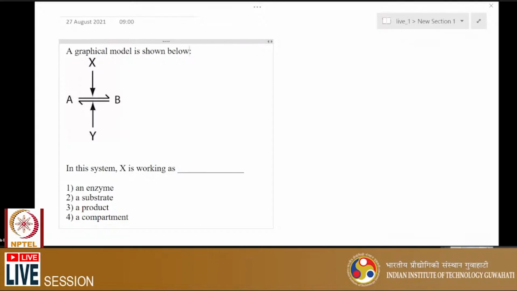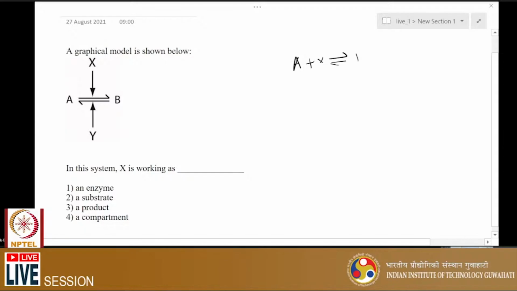Yes, Monisha, you are right. It is an enzyme. Now try to understand why we are writing this in this way. We could have drawn this as A plus X giving B, right? We could have done that. But remember, X is an enzyme. That's what we want to mean.